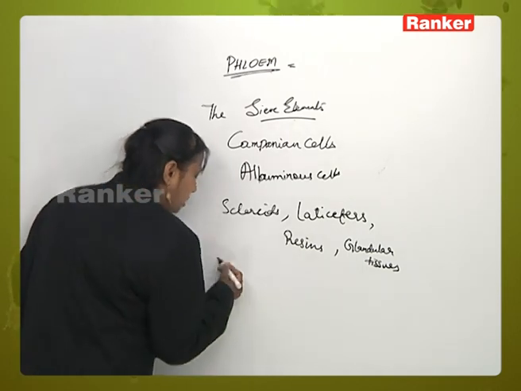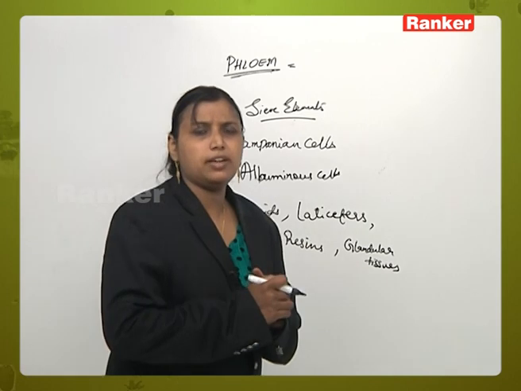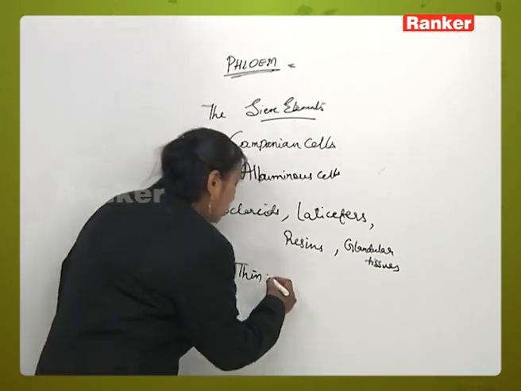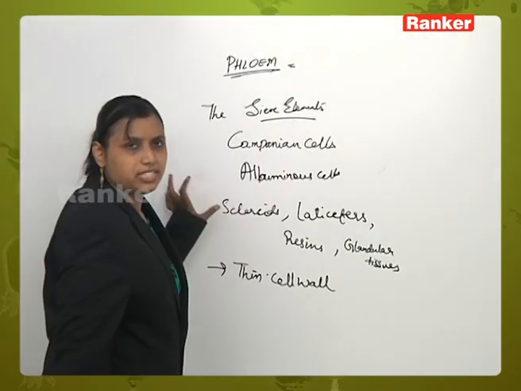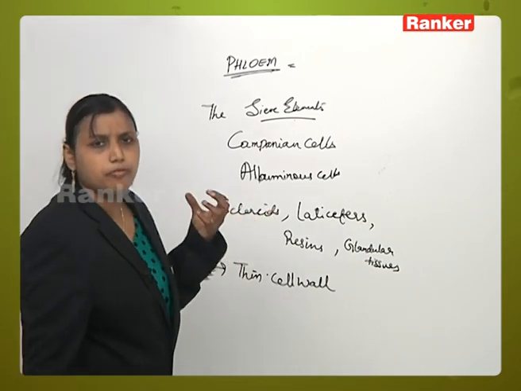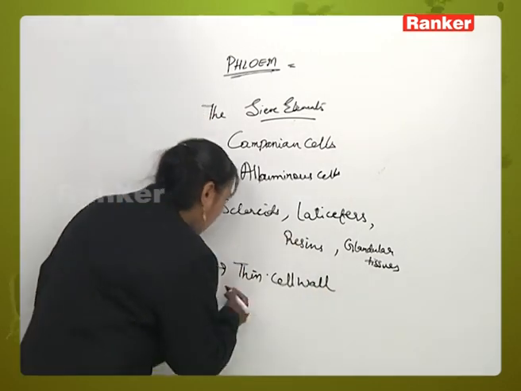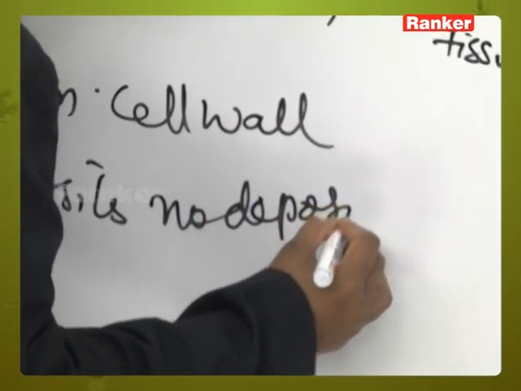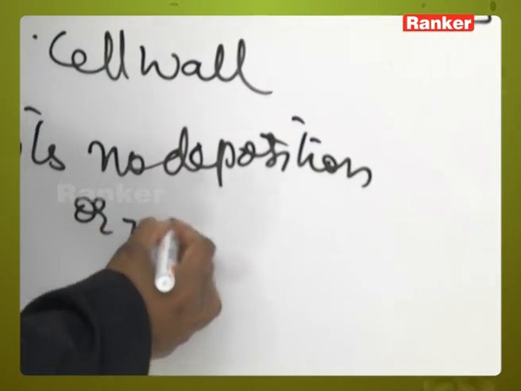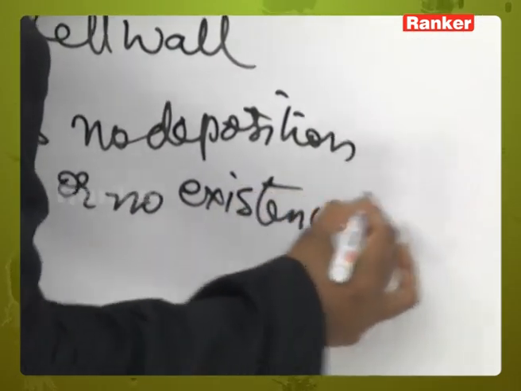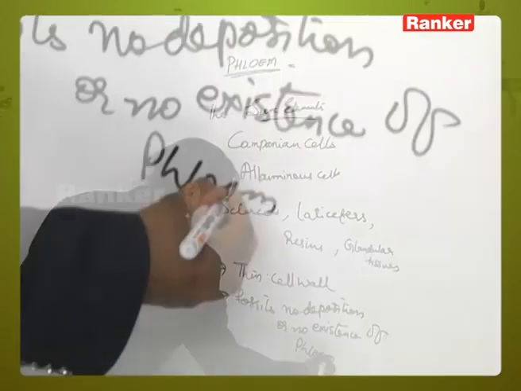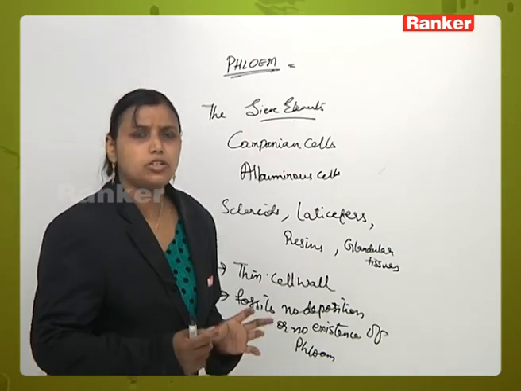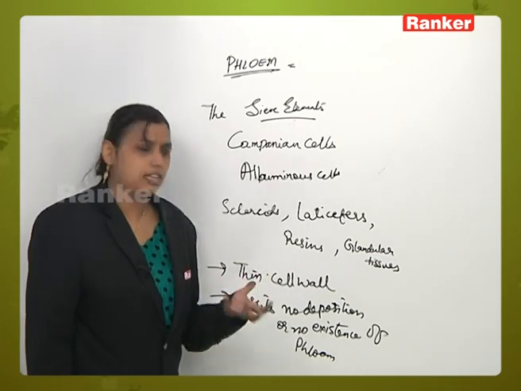Now, as far as the cell wall is concerned, we have seen that in xylem you have a thick cell wall, but in the case of phloem the cell wall is thin. Because the cell wall is thin, the possibility of deposition or occurrence of phloem elements in fossils is very rare. In fossils, we will not be able to see the presence of phloem elements in the old specimens.